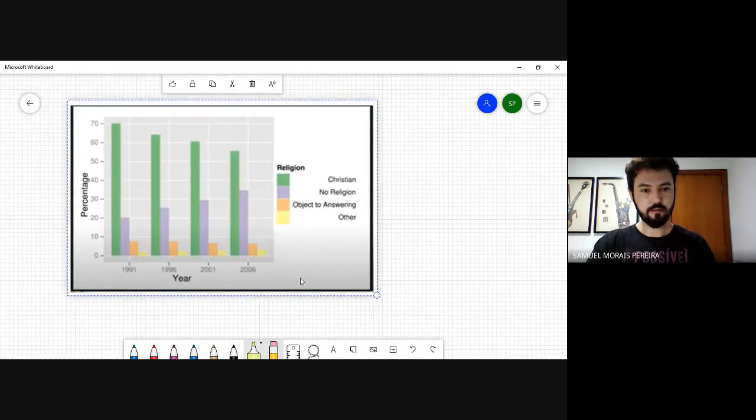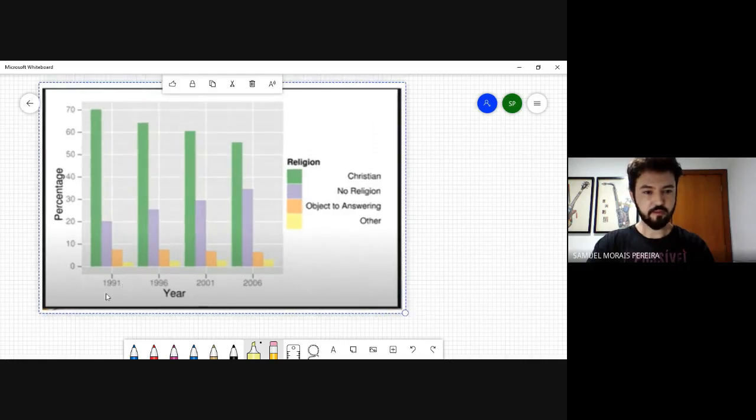This is a bar graph, as you can see, existe gap aqui, tá vendo? Ele é quase invisível, mas você consegue vê-lo, tá bom? Ó, you have here 1991, 1996, 2001, 2006. You have here numbers in percentage, okay? And the bars represent the number of people who said, for example, the green one here represents the number of people that said they are Christians.